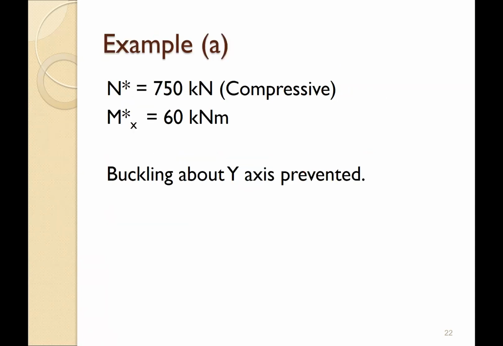Example A, so N star is 750 kilonewton compression and M star X is 60 kilonewton meter. So we have to analyze this scenario where a member is subjected to these two loads: compression, and bending about x-axis, bending moment about x-axis. Buckling about y-axis is prevented. You see the interesting point here? That's what I'm saying. You have to be clear about what is the scenario here. So no buckling about y-axis. Let's proceed.